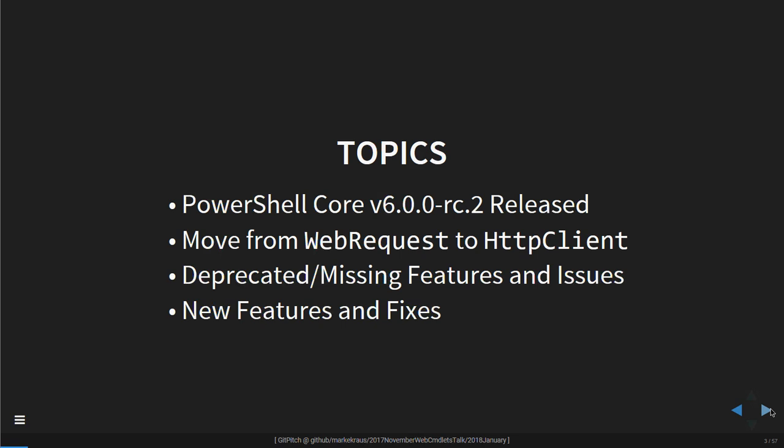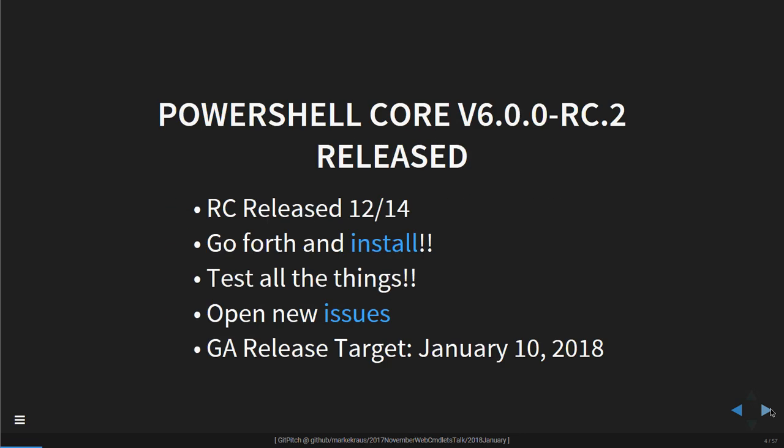So the four main topics I'm going to cover are a brief overview of PowerShell Core and the RC2 release, the move in the web commandlets from WebRequest to HttpClient, which is an underlying architecture change, and then some of the deprecated and/or missing features and open issues in PowerShell Core's web commandlets, as well as all the new features and fixes, all the goodies that are available in them.